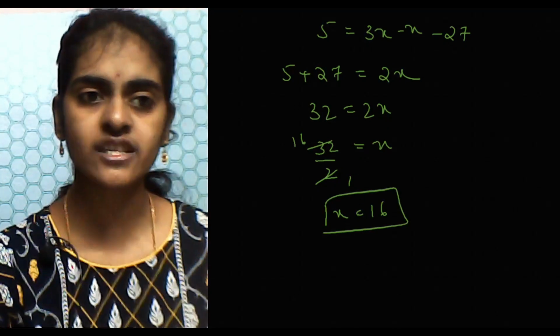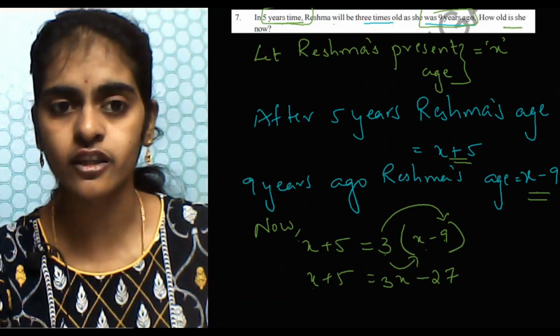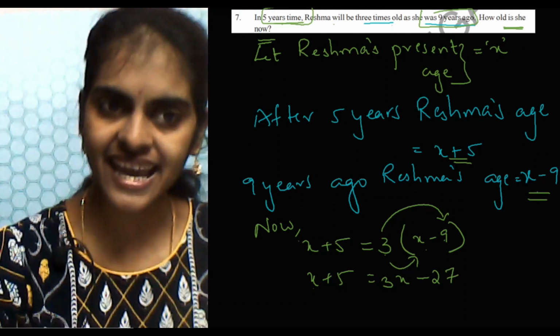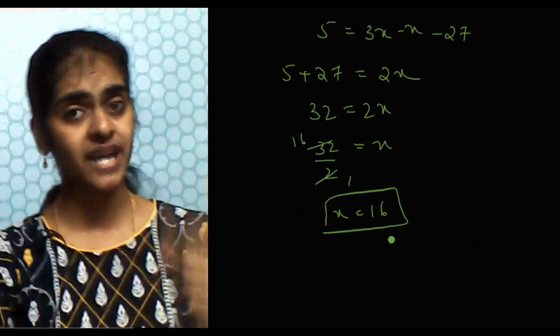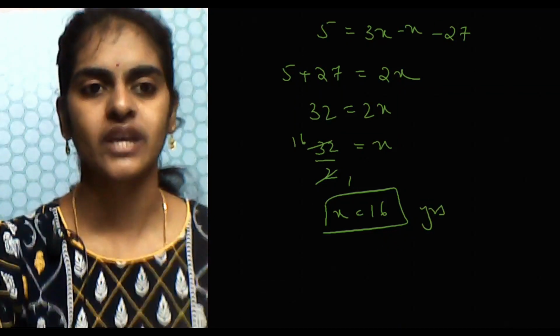Okay, so x is what? x is nothing but Reshma's present age. Now that is what you have to find out. How old is she now? That means her present age is x. The x value you got is 16. So Reshma's present age is 16 years. Okay, let us move on to the next question.